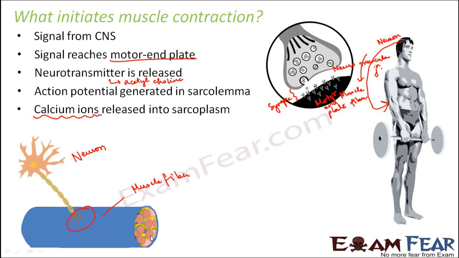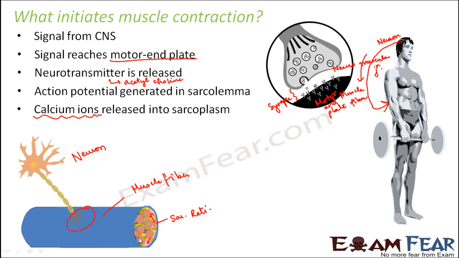Now once this action potential spreads throughout the muscle fiber, the calcium ions which were stored in the sarcoplasmic reticulum, here if you see, this is the sarcoplasmic reticulum, get released. The action potential, or the signal, has reached each and every part of the muscle fiber, right? So whenever this signal is received, the calcium ions stored in the sarcoplasmic reticulum get released into the sarcoplasm, that means the cytoplasm of the muscle fiber.